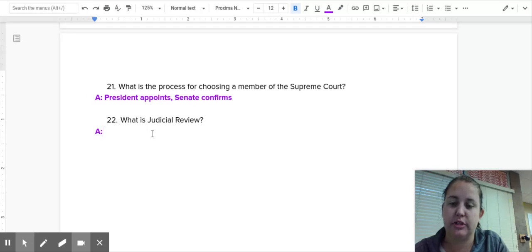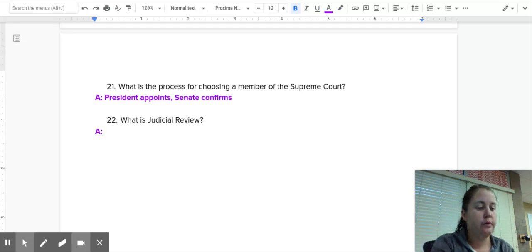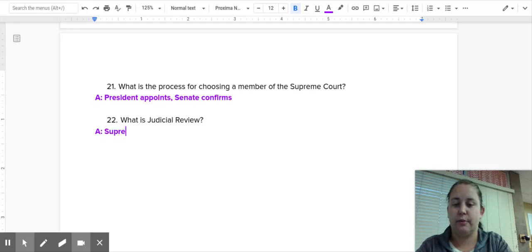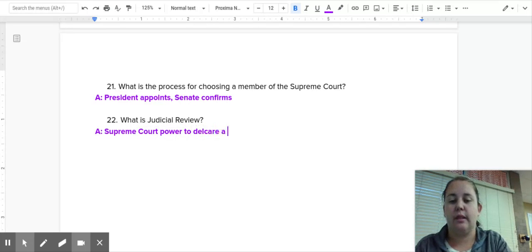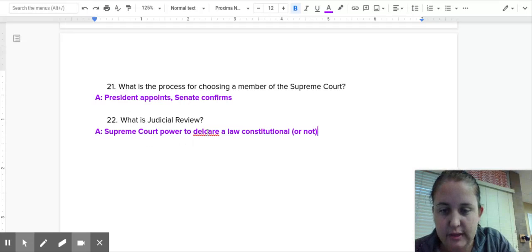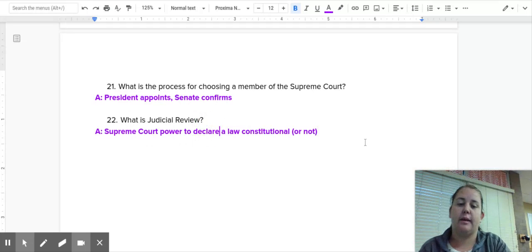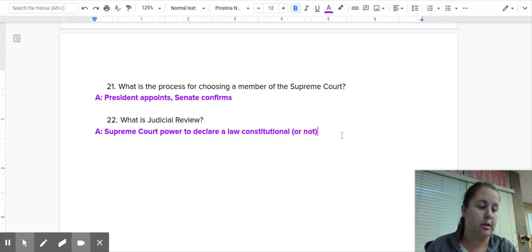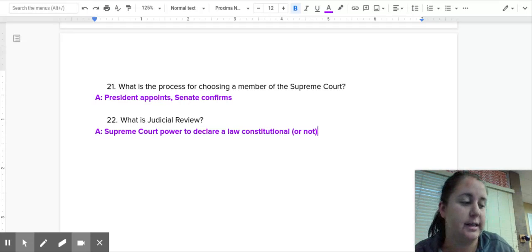Last question, number 22, what is judicial review? Well, judicial review is a Supreme Court power to declare a law as being constitutional, meaning it follows the Constitution, or not. So the judicial branch is able to go back and kind of evaluate a law after it's become a law based on whether that law follows the Constitution.